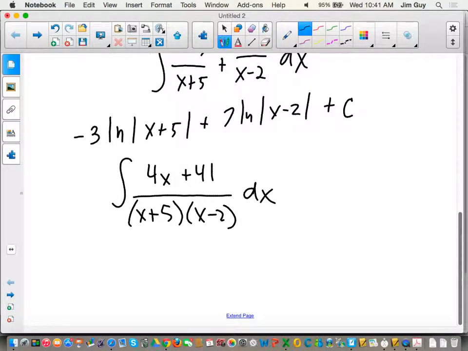Alright, so we're going to go back to this exact same problem. We already have it factored. It looks like that. Sometimes you get problems on the test that are factored, sometimes not. If it's factored, immediately usually think of partial fractions. If it's not, just think about whether or not you can factor it.